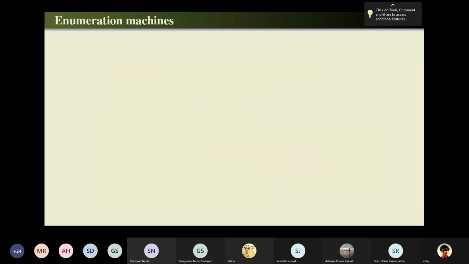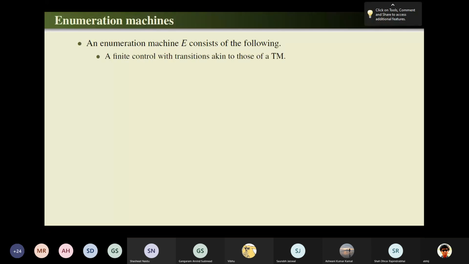Okay, so that leaves us with another particular kind of machine. These are Turing machine-like machines, but they are not accept or reject machines. Instead of accepting or rejecting strings, they actually enumerate strings. So it consists of the following basic ingredients. A finite control, which operates very similarly to the finite control of other machines, like Turing machines.